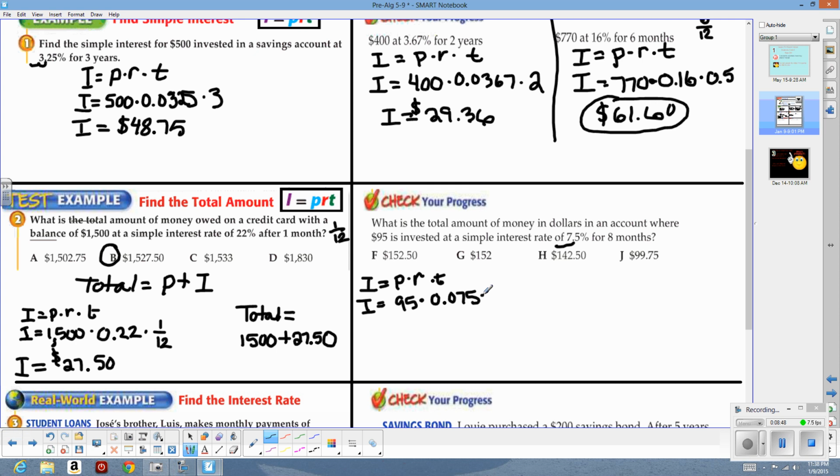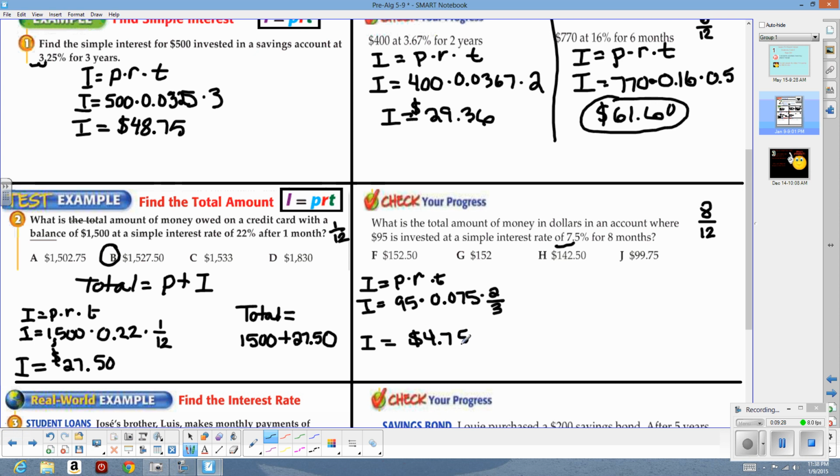And then the time is in years. 8 months is 8 out of 12, which is the same thing as 2/3 of a year. So we're going to take $95 times 0.075 times 2/3. And that means the interest earned is going to be $4.75.